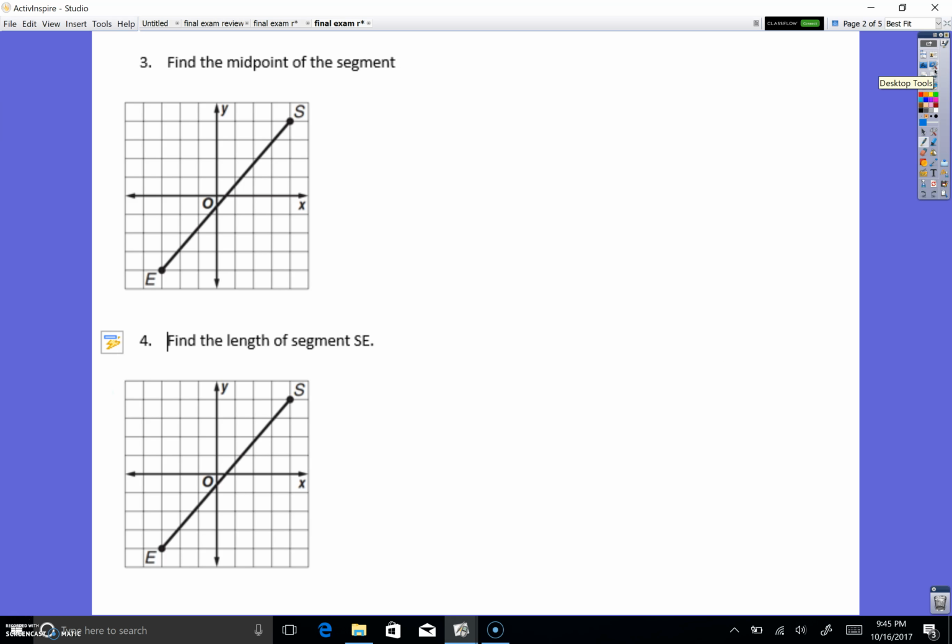Okay, find the midpoint of the segment. The segment is SE. First thing I need to do is look for my points. 1, 2, 3. So this is -3. 1, 2, 3, 4. -3, -4. This one right here is 1, 2, 3, 4. 1, 2, 3, 4. 4, 4. So again, using the midpoint formula, I have -3 plus 4 divided by 2. That should get me 1/2.